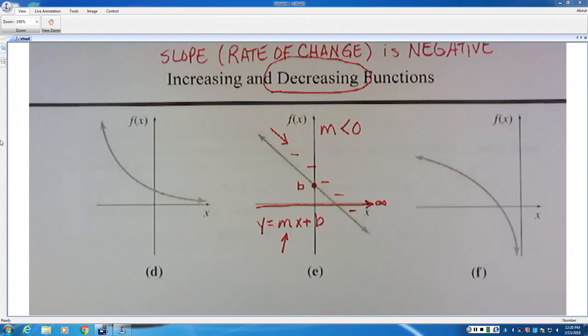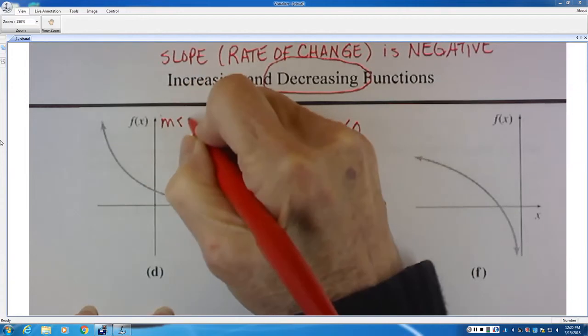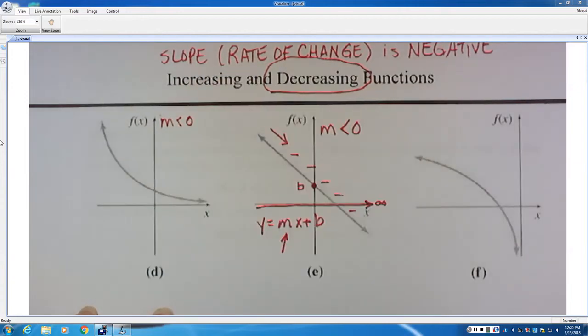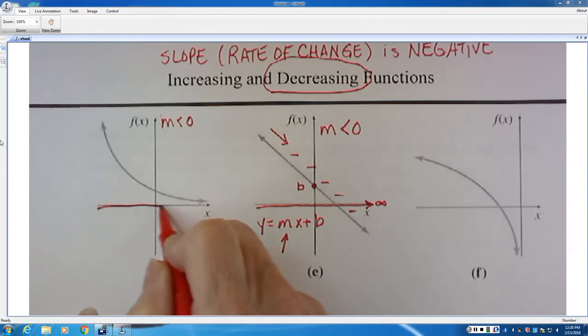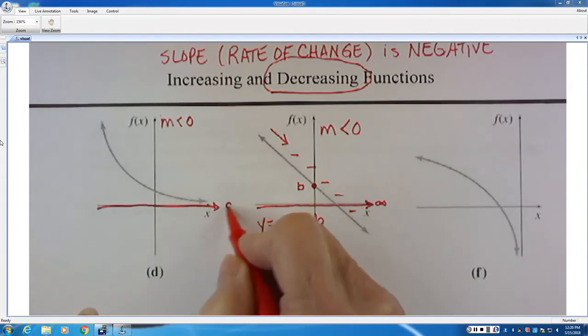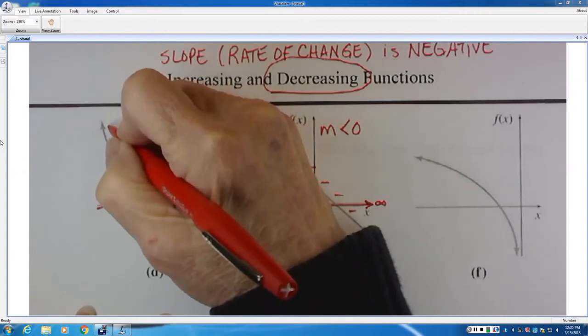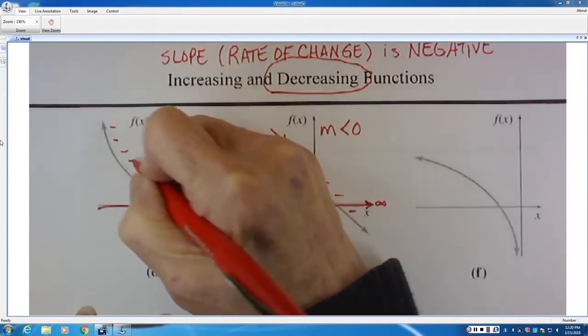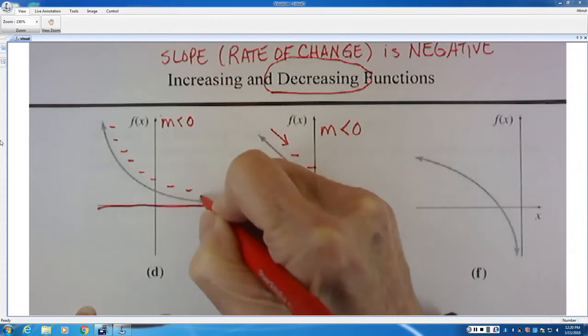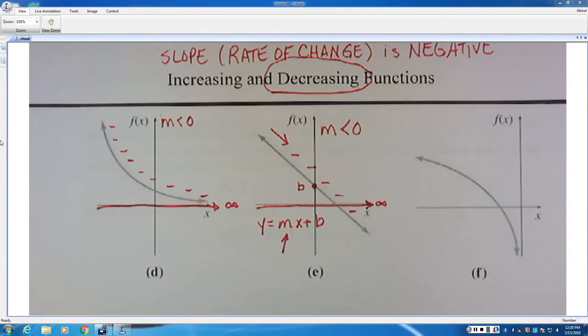But the function in front of it is also constantly decreasing, meaning the slope is always negative. Because as my x value approaches infinity and gets larger and larger, what's happening is that my function values get smaller and smaller and smaller. So that one also is constantly decreasing. That function always has a negative slope.